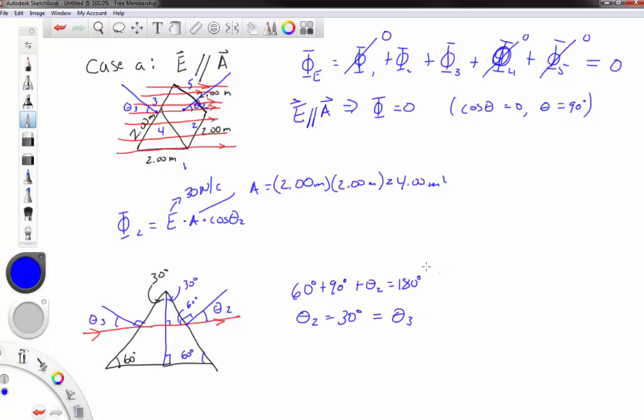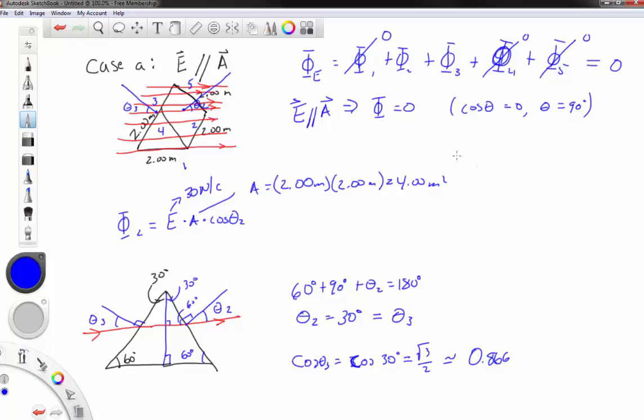Okay, so what is the cosine of 30 degrees? Well, cosine of theta 3 becomes cosine of 30 degrees, which becomes square root of 3 over 2. And the approximate value of that is just a little less than 0.9. Specifically, it's 0.866.